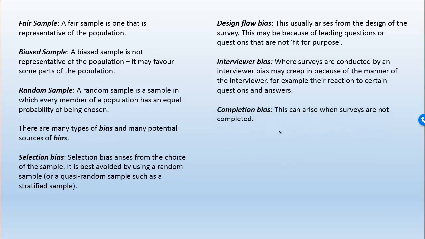Completion bias. This can arise when surveys are not completed. So for example, there might be 10 questions, people send in the answers to just the first 5, and those people are then still counted.